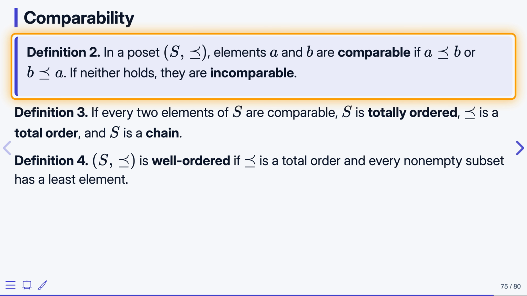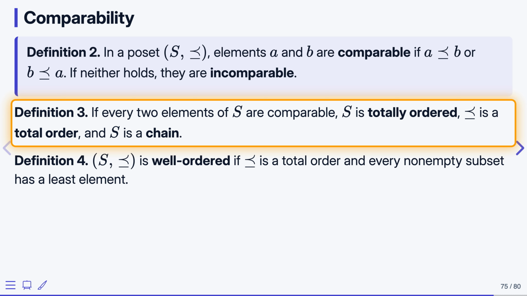Definition 2. Two elements A and B are comparable if A comes before B in the order, or B comes before A. If neither holds, we say A and B are incomparable. That is why we call it a partial order. Some elements simply cannot be placed against each other. For example, under divides, 2 and 3 are incomparable.